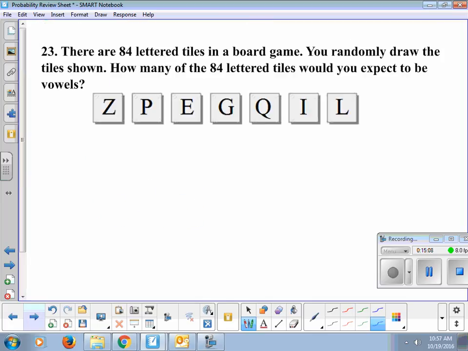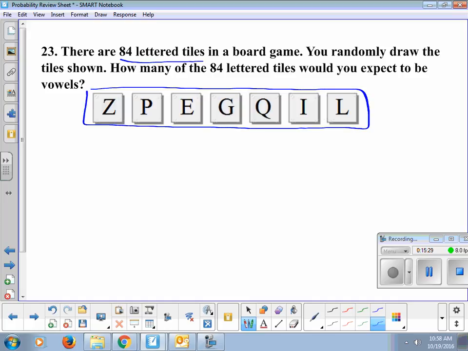Okay, for 23, we are making predictions. I'm going to do this one with you, and then I'm going to have you try the next one on your own. Okay, so in a board game, you have 84 lettered tiles. You randomly pick these tiles shown. How many of the 84 lettered tiles would you expect to be vowels?